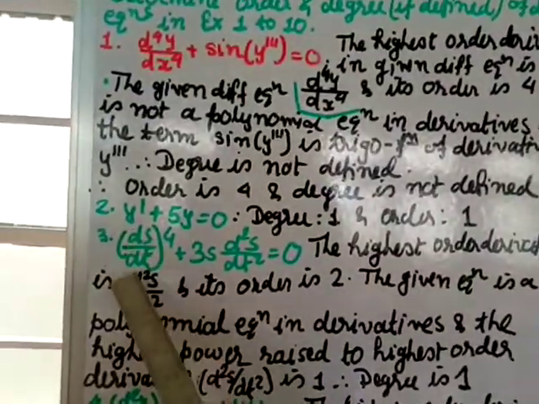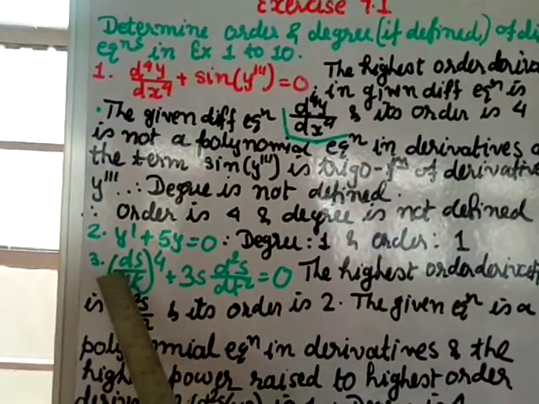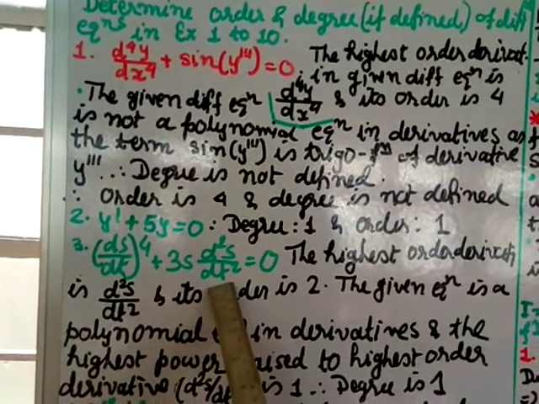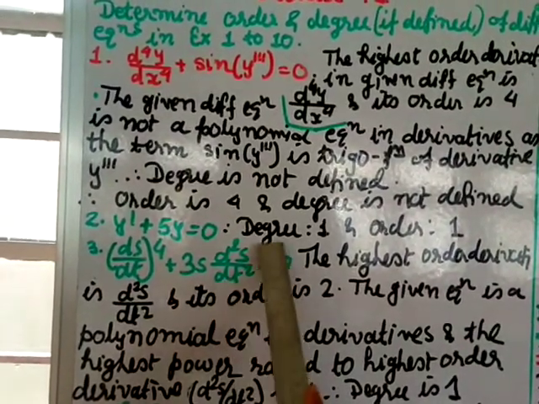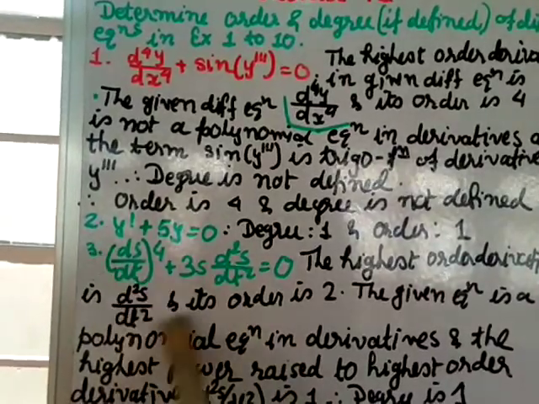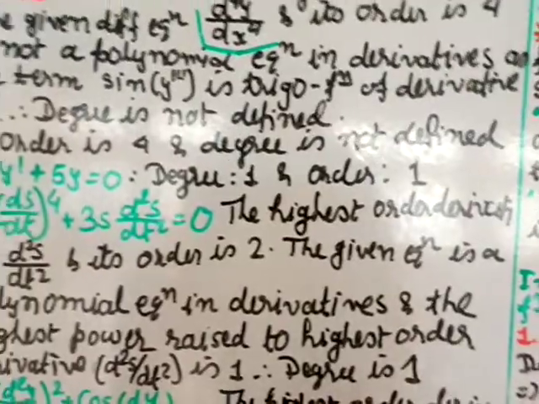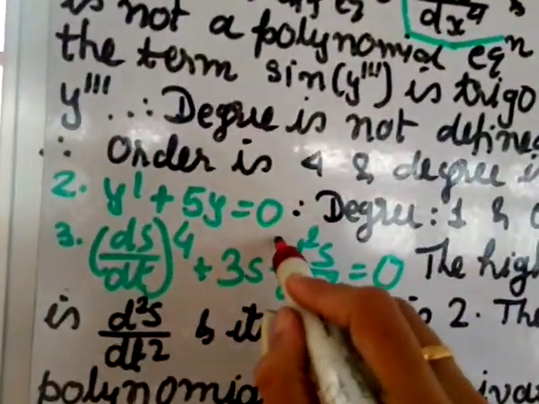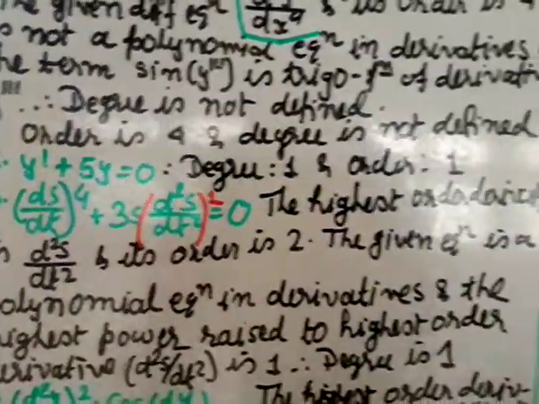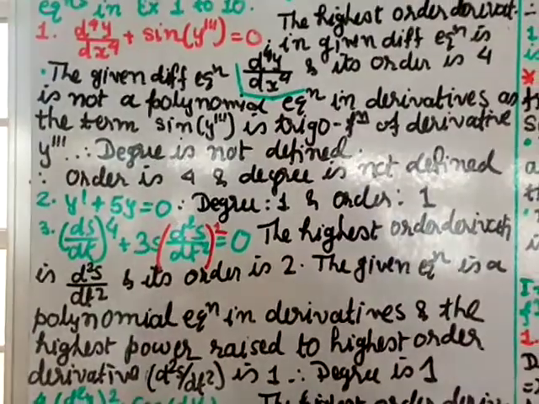Question number 3. (ds by dt) power 4 plus 3s d square s by dt square equal to 0. Here ds by dt and d square s by dt square, among these two, this is the highest order, right? This is the first derivative, this is the second derivative. So the second derivative gives the order, that is 2. Okay, and you have to consider the power of this. You can see the power is 1. So the degree will be 1 here. Okay, and this is a polynomial equation in derivatives.